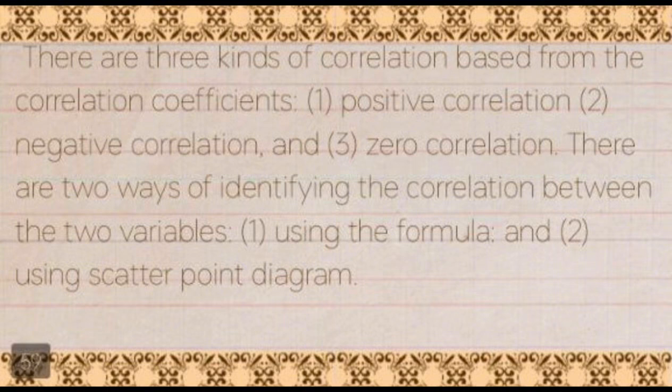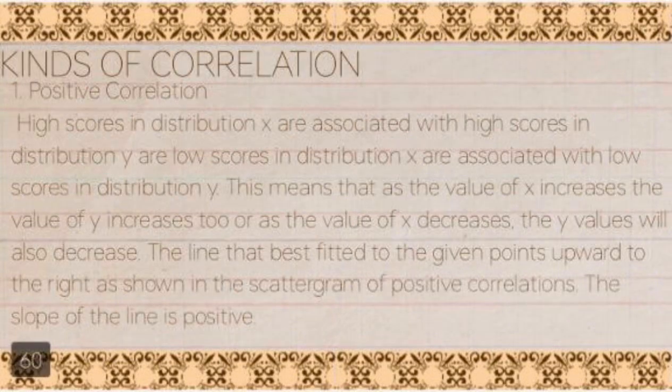So let's move to kinds of correlation. The number one is positive correlation. High scores in distribution X are associated with high scores in distribution Y. Low scores in distribution X are associated with low scores in distribution Y. So this means that as the value of X increases, the value of Y increases too. As the value of X decreases, the Y values will also decrease.